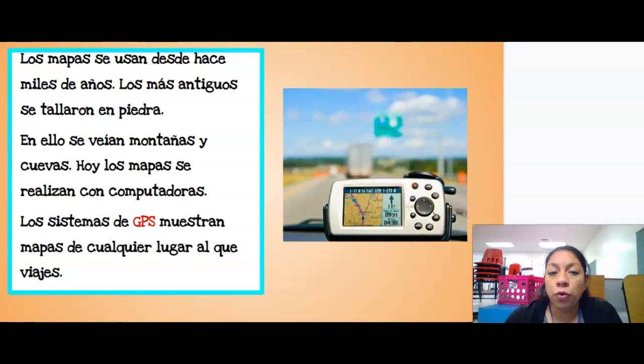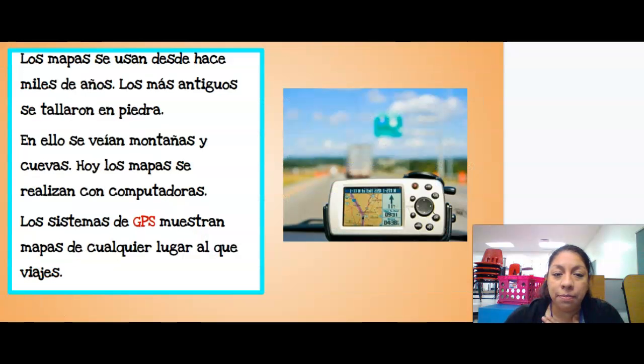Maps have been used for millions of years. The most ancient maps were carved on a rock. On them, we were able to see mountains and caves. Today, we can find maps on computers. We can find them through GPS, or we can even use our phones to find a map to get us to where we need to go.